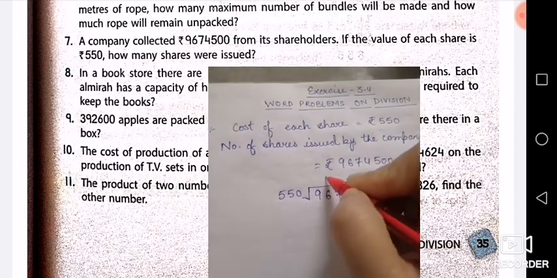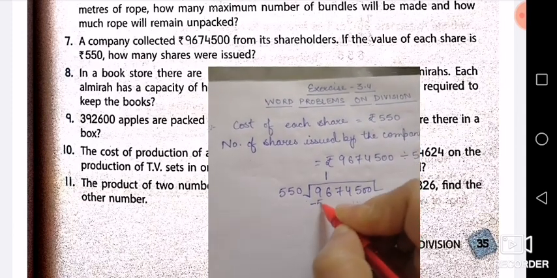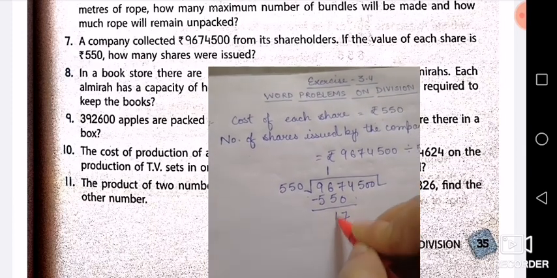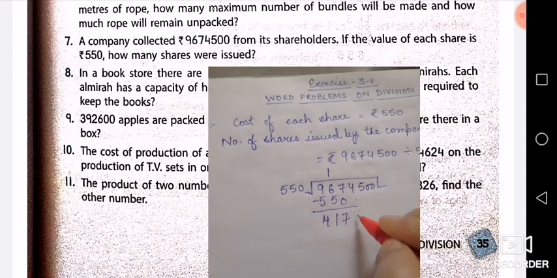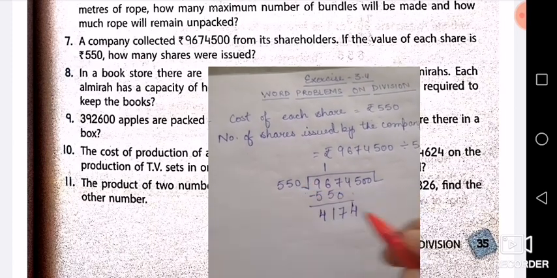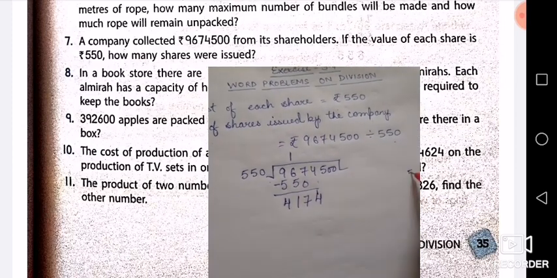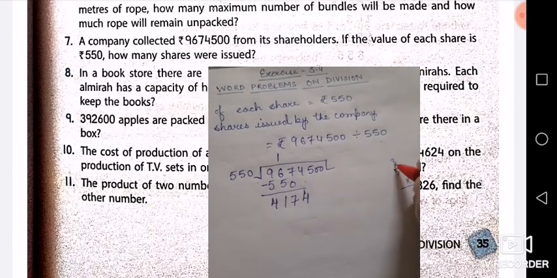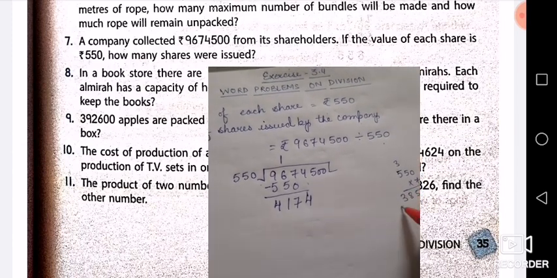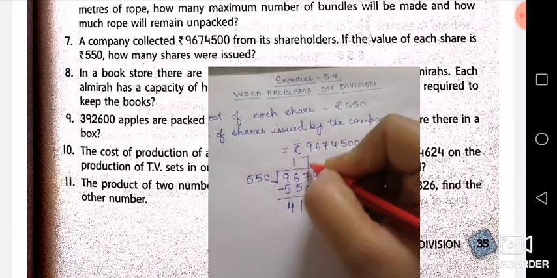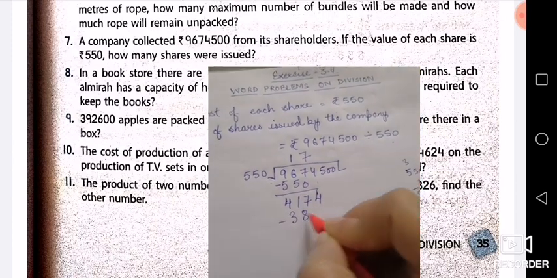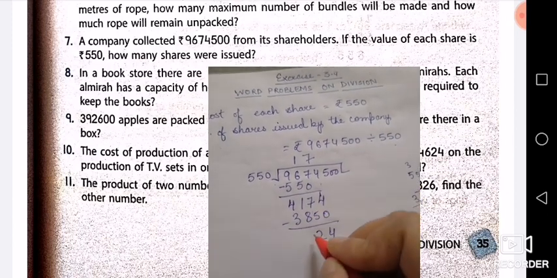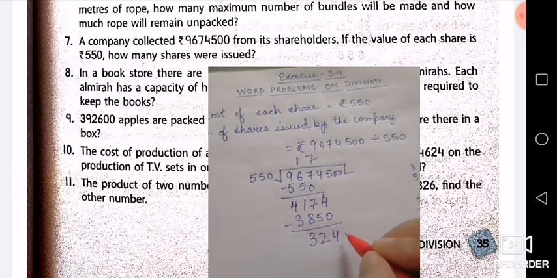Now 1 times will be 550. Then we'll do the subtraction. Then 4 will get down. Now it will go near about 7 or 8, so we'll do it with 7. 7 fives are 35, 7 fives are 35 and 3 is 38. So it will go on 7 times, that is 3850. Then we'll do the subtraction. 11 minus 8, 3. You will get it. Now 5 will get down.